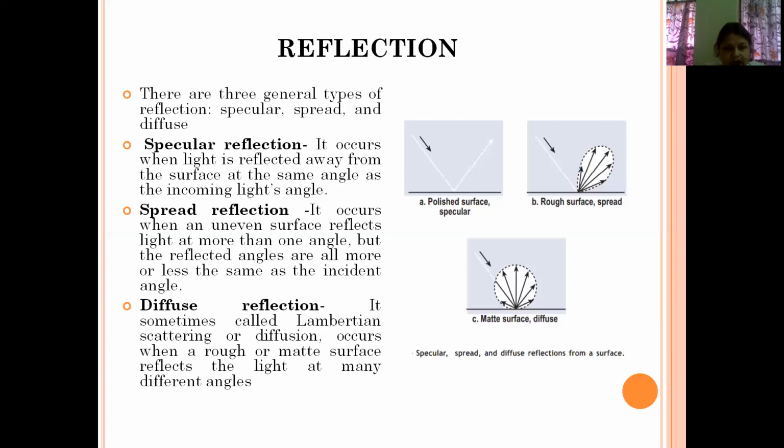And last one, diffuse reflection. It's sometimes called Lambertian scattering or diffusion. It occurs when a rough or matte surface reflects the light at many different angles. So the third picture shows the diffuse reflection, because here the light scatters in different angles.